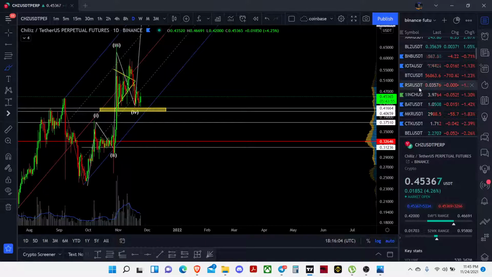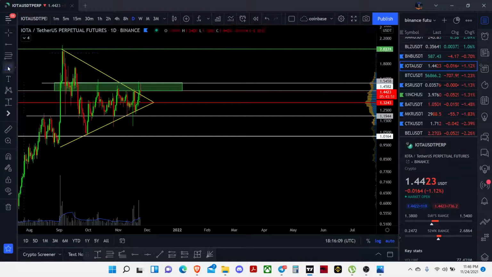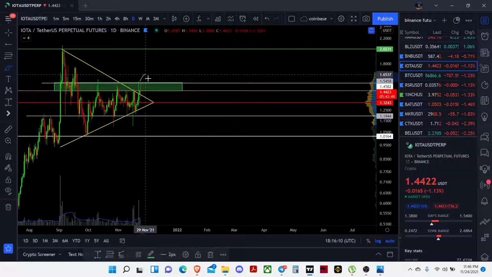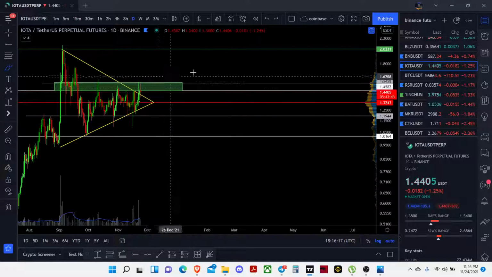We are going through all the major charts. IOTA breakout didn't break above my blue box, green box. That's why we got back down again.